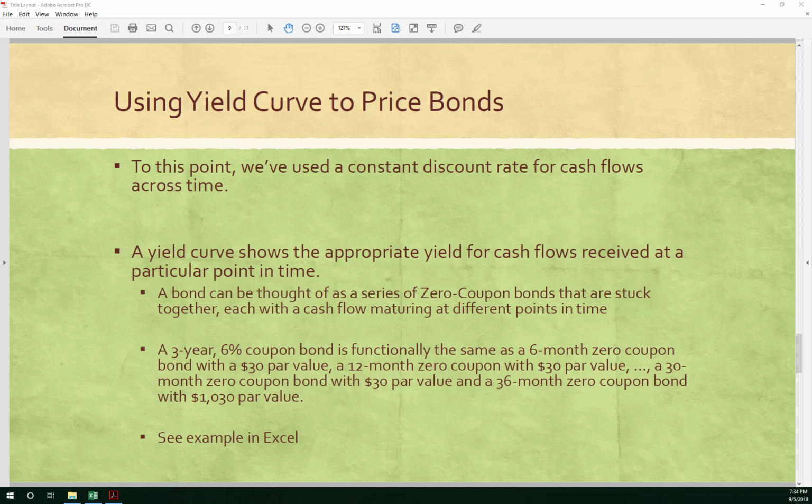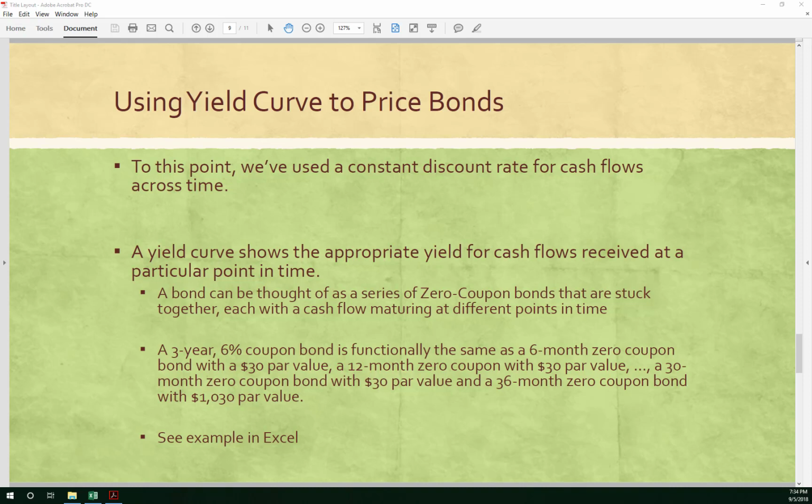Okay, we're going to pick up in this video with looking at using the yield curve to price bonds. To this point, we've used a constant discount rate for cash flows of a bond across time. So we've used one discount rate for all the different cash flows across the life of a bond. We're now going to use the yield curve to use the appropriate discount rate for each particular cash flow that is received over the life of the bond.